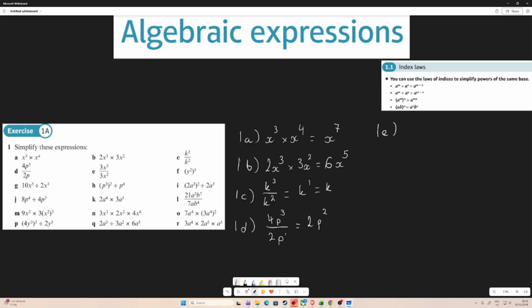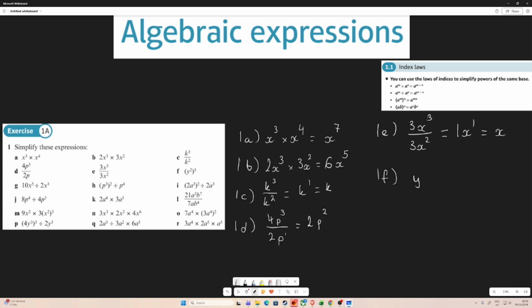1e. Again, we have a quotient, so 3x cubed divided by 3x squared. Divide the coefficient, so that's just 1. Subtract the powers. 3 take away 2 is 1, so that's 1x to the 1, which is just x.